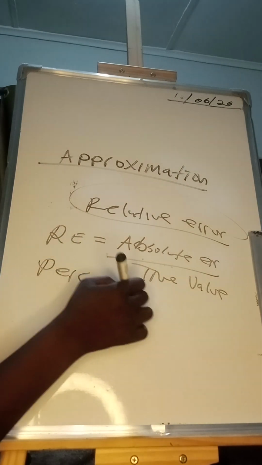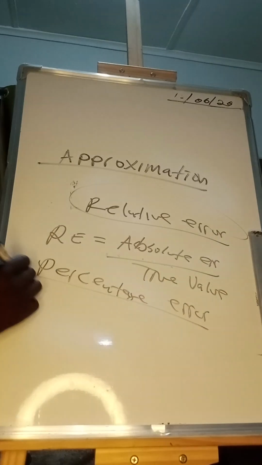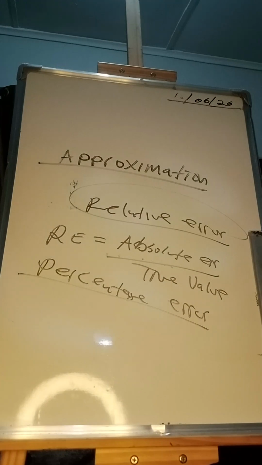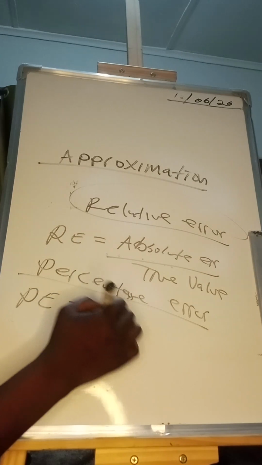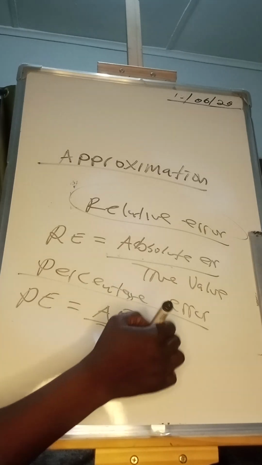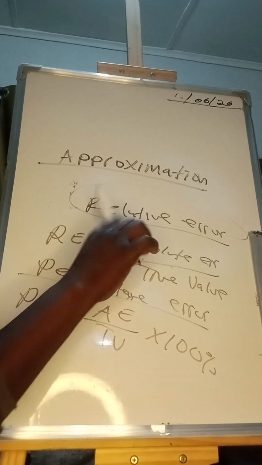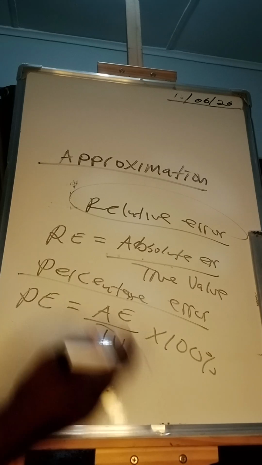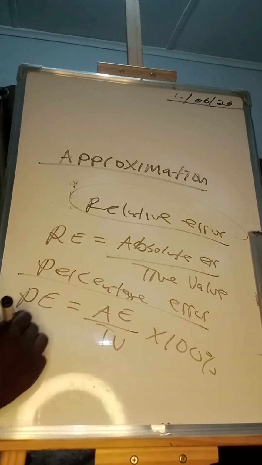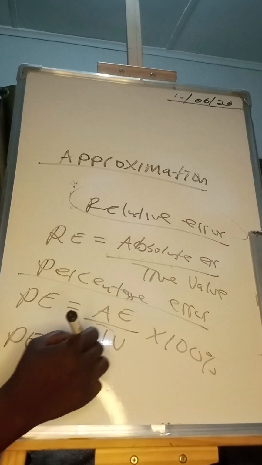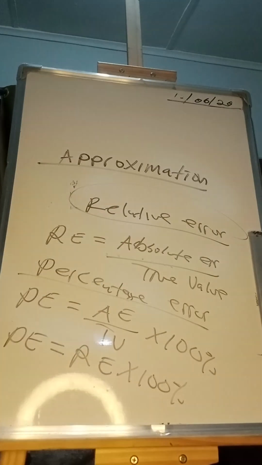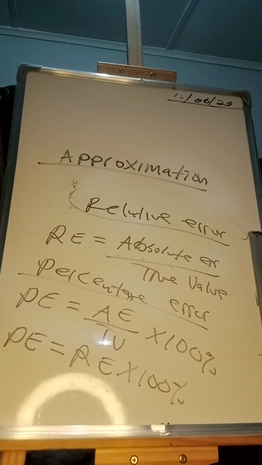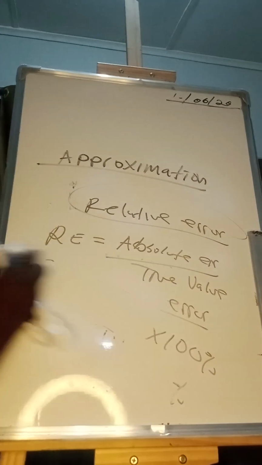Then lastly, percentage error. Percentage error, the percent of that error. How big is it? So percentage error is equal to absolute error over true value times 100%. So if you know the formula for relative error, it's very easy to know the formula for percentage error. Or you can say percentage error is equal to relative error times 100%. If you're able to know all these, I can guarantee you no question will be very tricky when it comes to answering. So that's the end of that topic.